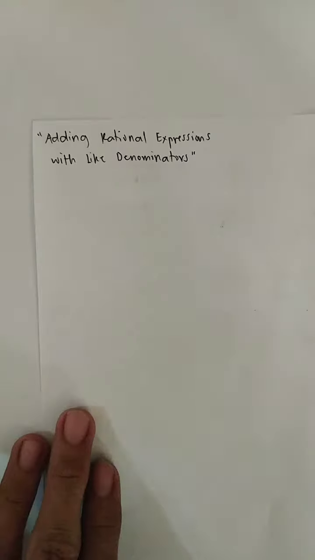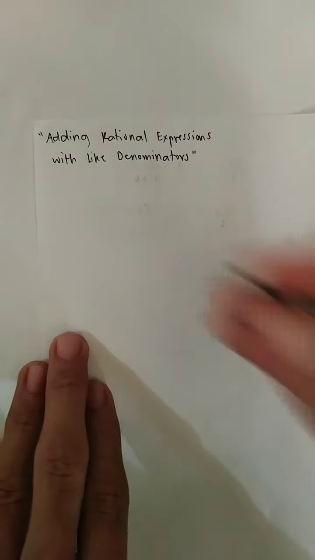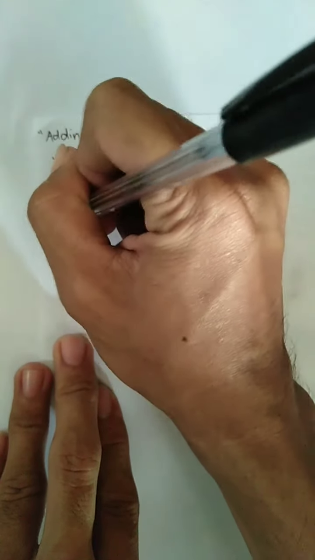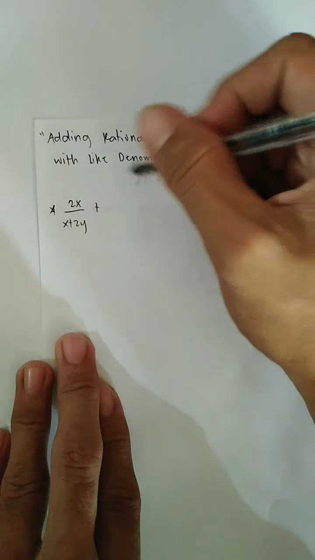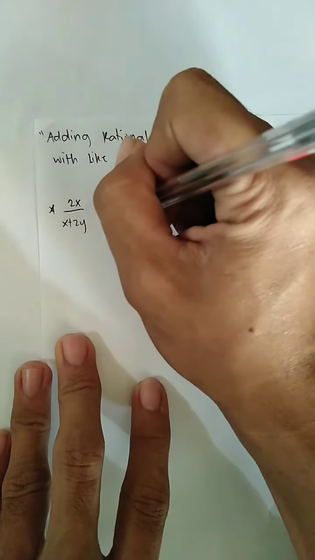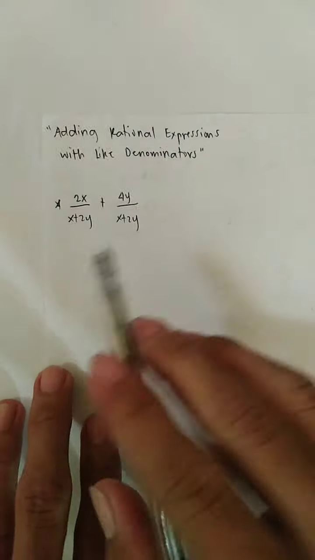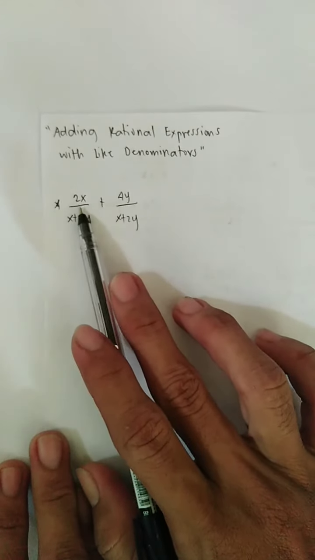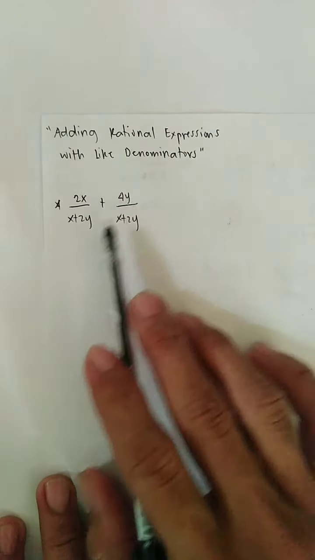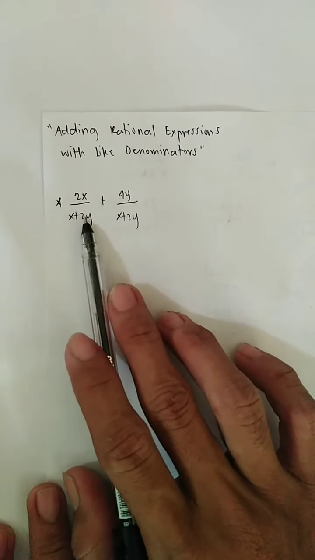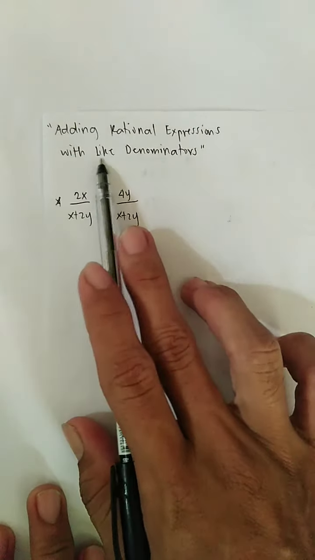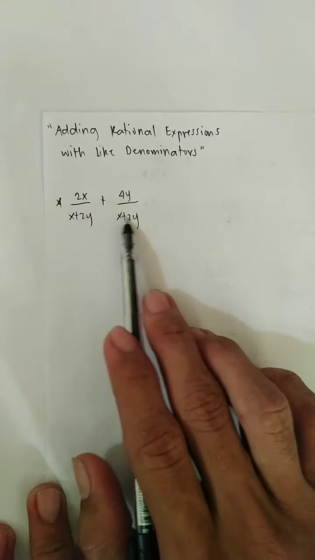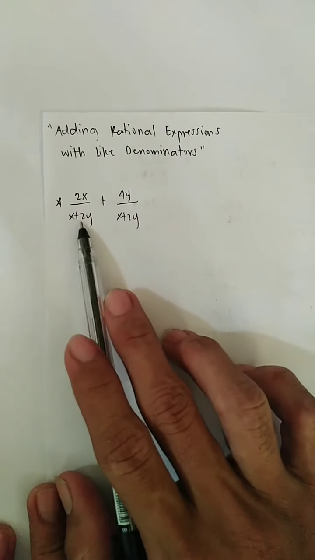Let us start with addition of rational expressions with like denominators. For the first example, let us have 2x over x plus 2y plus 4y all over x plus 2y. In this case, you are going to add two rational expressions, the first rational expression and the second rational expression. As you can see, the two rational expressions have the same denominator, which is x plus 2y.